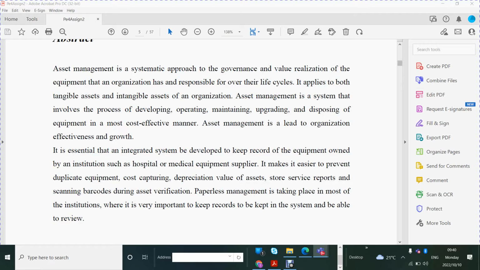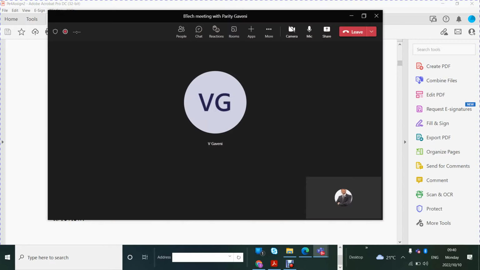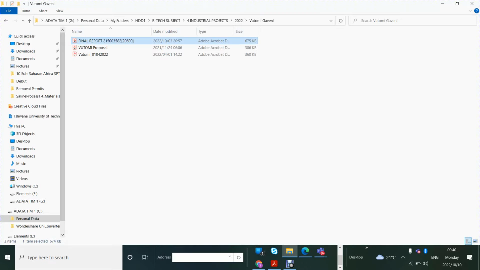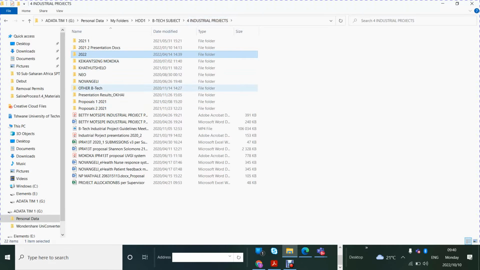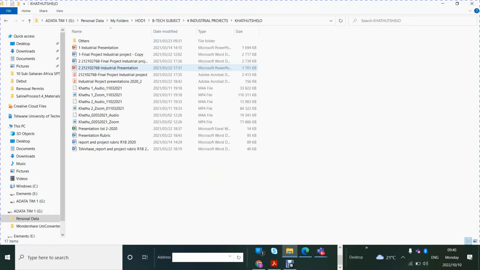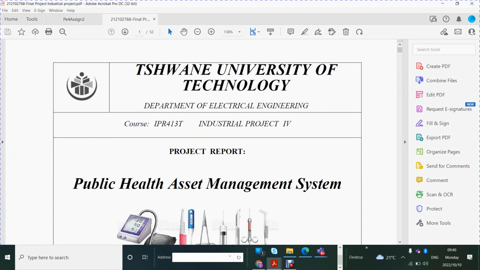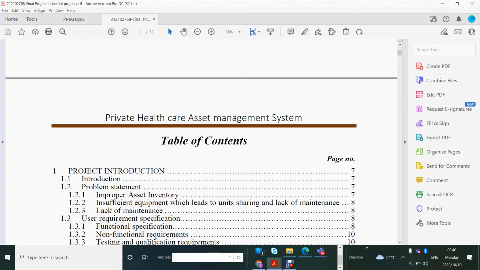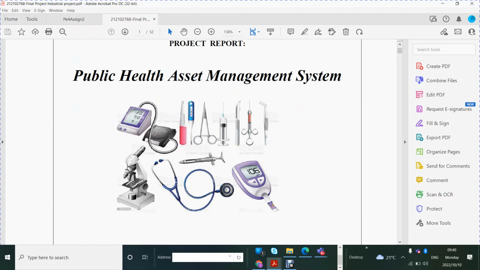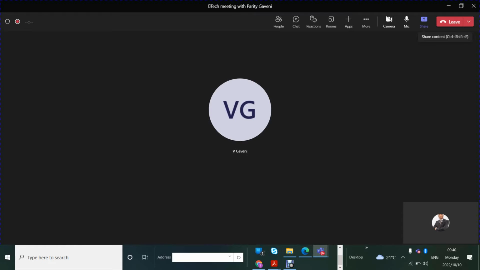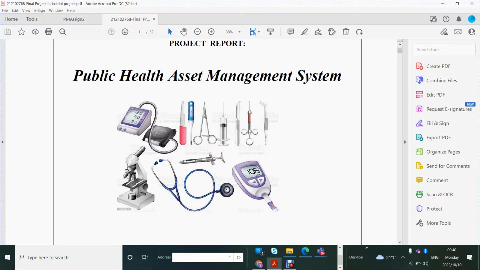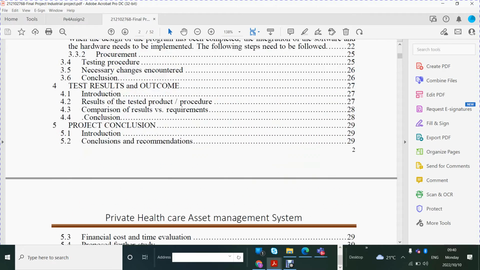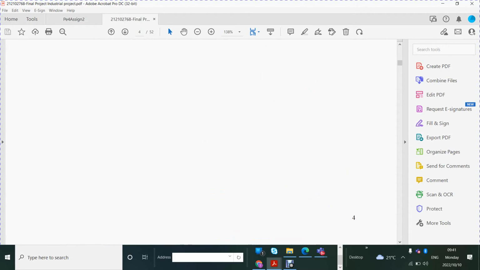Right? Let me see if I can find an example to show you from a previous project. Okay, let's go to Catuccello. I think this person, if I'm not mistaken, did a similar project to yours, a public health asset management system. Okay. So let me quickly share my screen, and let's have a view of the abstract and see if it follows the same pattern. I'm not sure, but let's see.